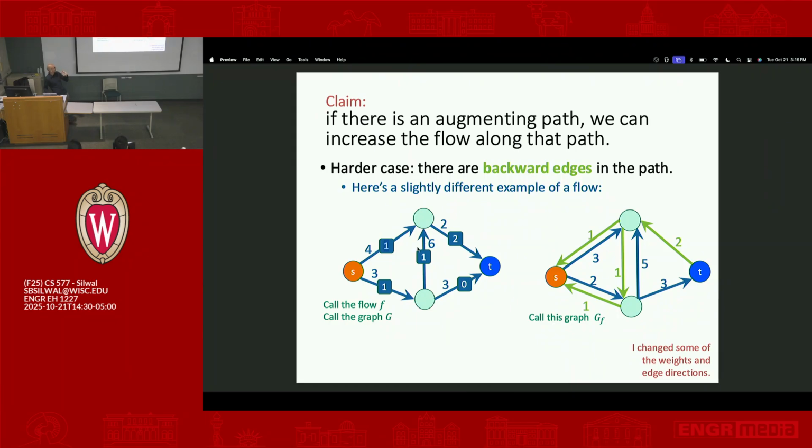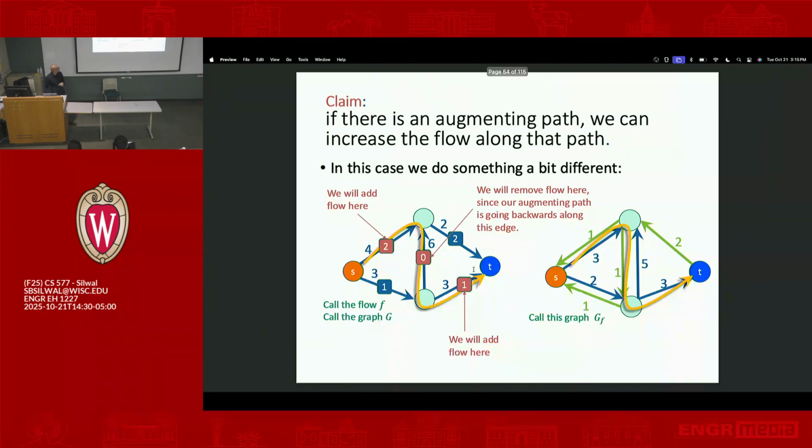The orientation of the edge is this way. So intuitively, I'm going down this edge by canceling the flow. And then I can send one stuff, okay? So then it ends up looking like this, right? Now the flow is 3.